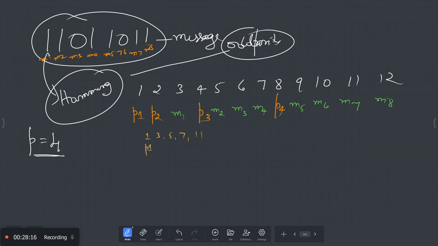What is there in 3? M1. The message is 1, 1, 0, 1, 1, 0, 1, 1. Tell me, come on. What is there in 3? 1. What is there in 5? 1. What is there in 7? 1. What is there in 11? 1. Can you tell me what is P1 now? It is supposed to be odd parity. Odd parity. Come on.